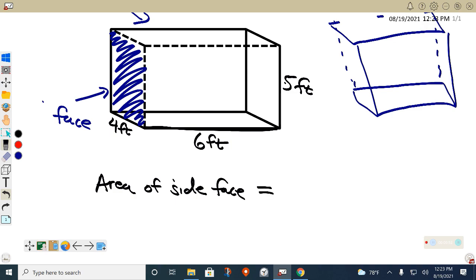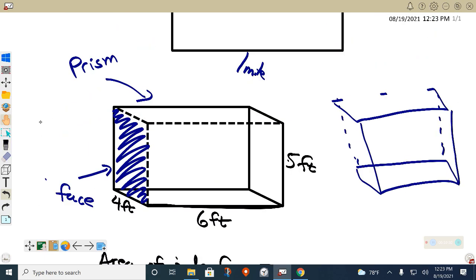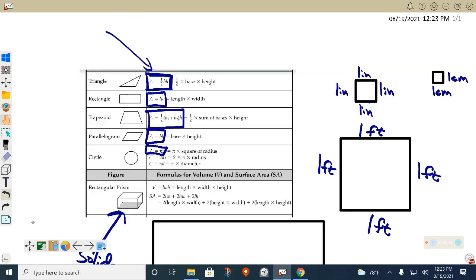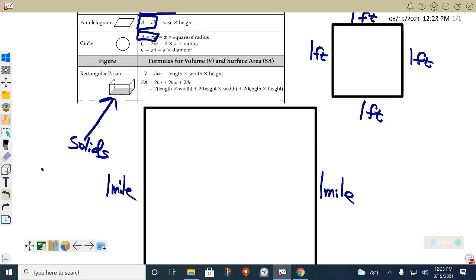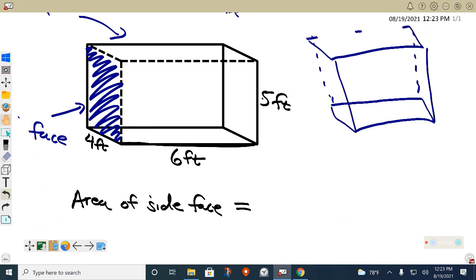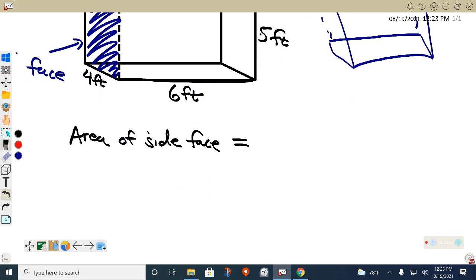So let me go back up to my formulas that I copy and pasted earlier. The area of a rectangle is length times width. So let me go and write that in there. Here we go. So the area of the side face then is going to be length times the width.